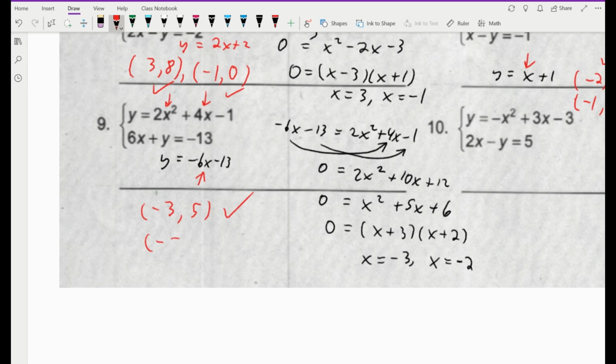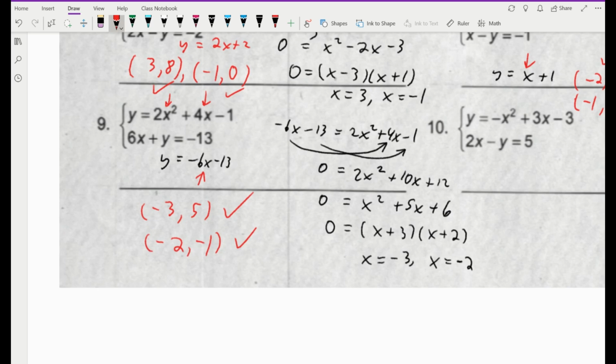Now we have to check x equals -2. Or I should say we should plug in x equals -2 and find the y, and then we do the check. If we plug in -2 into the quadratic, 2 times -2 squared plus 4 times -2 minus 1. 2 times a -2 squared is going to be 8. 8 minus 8 is 0. 0 minus 1 is minus 1. Now let's plug in the -2 into the linear equation. 12 minus 13 is minus 1. So they both check.